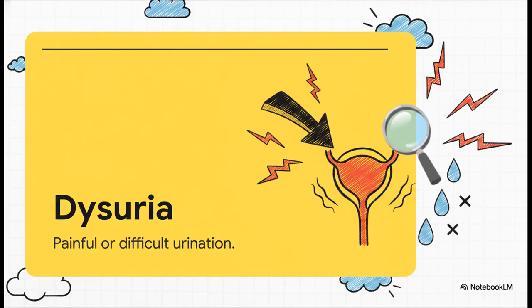Let's start with an easy one, dysuria. That prefix dys- always means something is painful, difficult, or just abnormal. So dysuria, it's a classic textbook sign of a UTI. It's your patient telling you, flat out, it hurts when I pee.